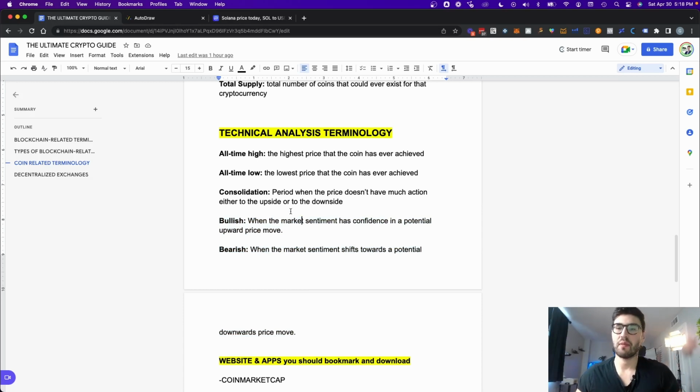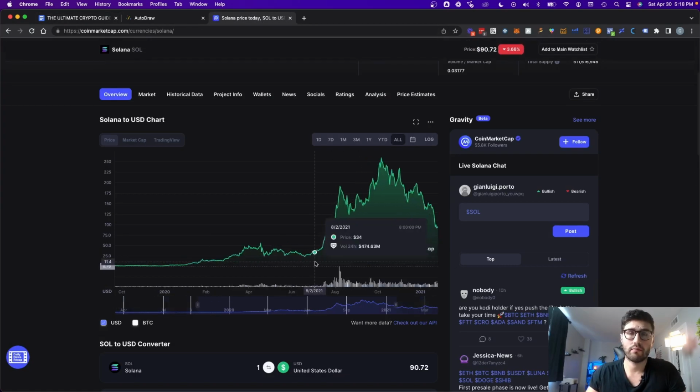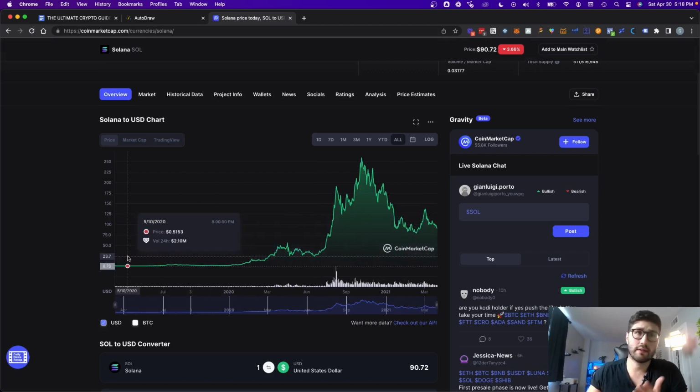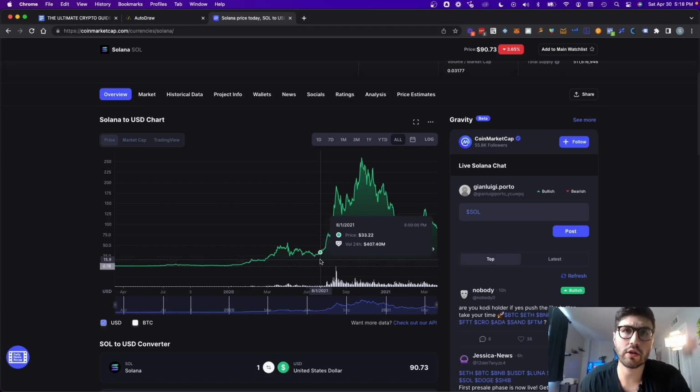All right, the other two terms that you will hear a lot are bullish and bearish. In simple terms, when the market is bullish, the sentiment of the market has confidence in a potential upward price move. If we take a look at the price of Solana, since the launch of the project the price has been pretty bullish, but we can say the actual strong confidence sentiment towards Solana started at the end of July of last year.